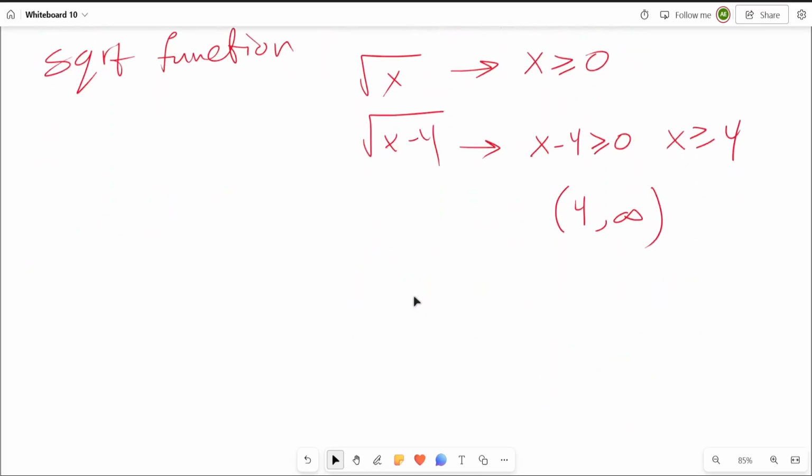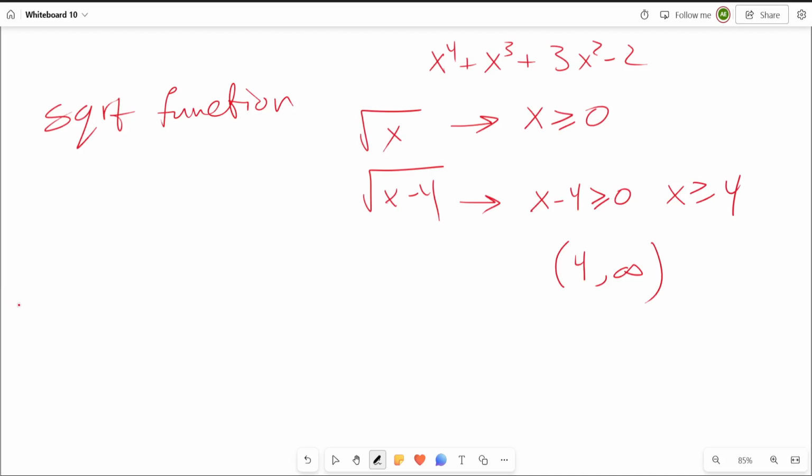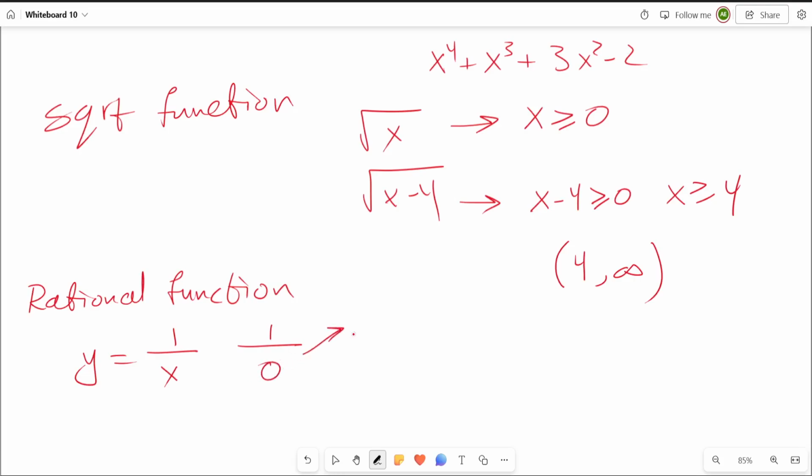Okay. The third thing that we're going to look at is when we have a rational function. Rational functions are functions where we have an x term in the denominator. An example is the function y equals 1 over x. What is the restriction here? I know that I cannot divide anything by 0. So if my x is 0, this is going to be undefined, so this will not work. In rational functions, the denominator cannot be 0.